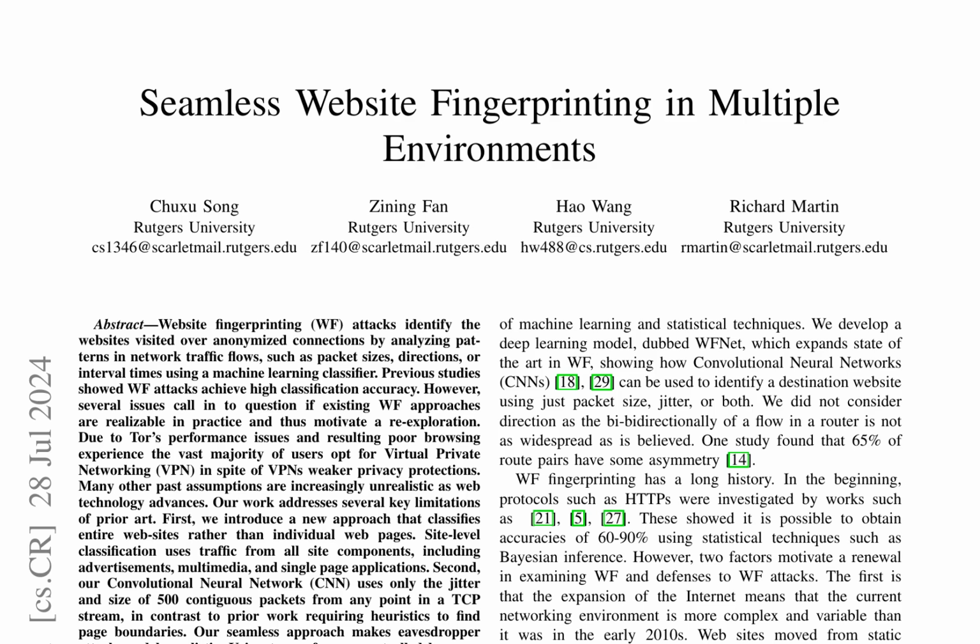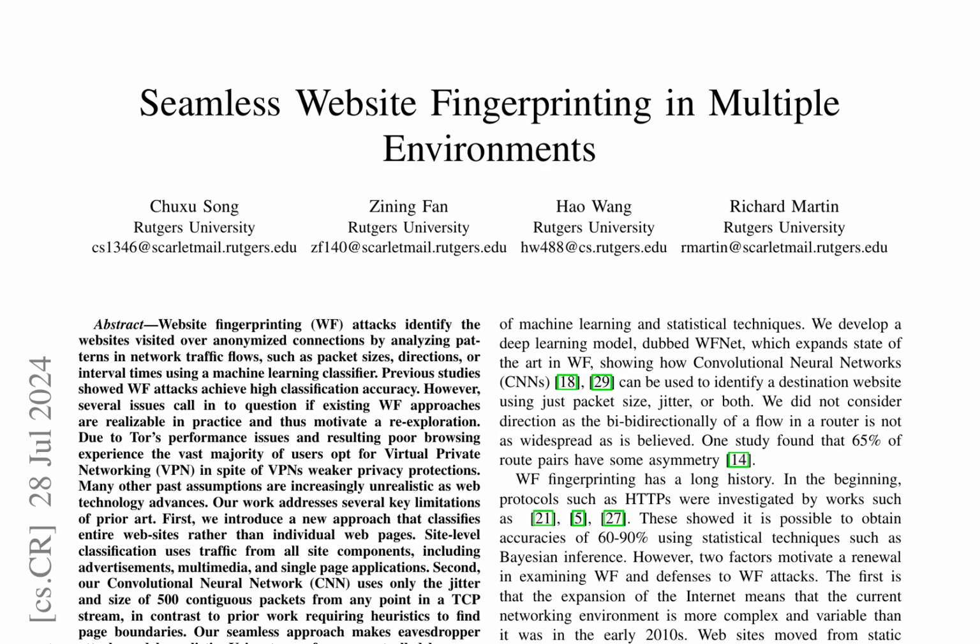This study addresses four main limitations of prior WF methods. First, the focus shifts from identifying specific web pages to classifying entire domains of a website, including traffic from advertisements, images, subpages, and single-page applications. This approach acknowledges the diversity of modern web traffic.